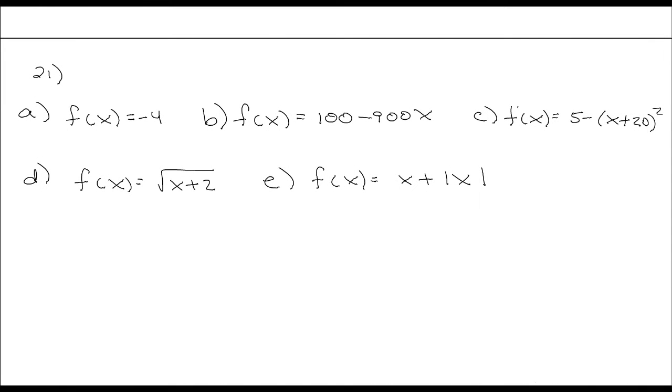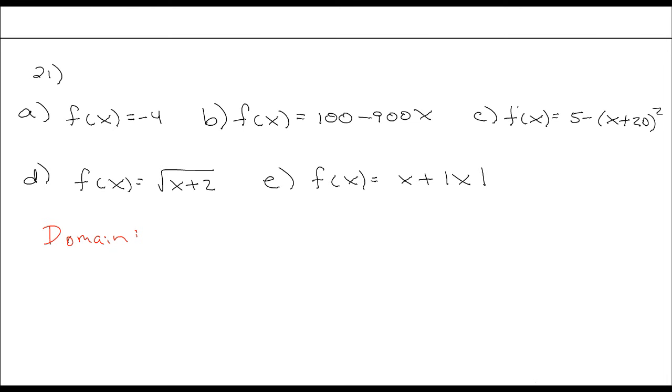For number 21, there are 5 functions given, and we are to find the domain of each, describe the graph, which I'm going to just graph, and label the x and y intercepts. To handle the domain, the 2 main things you want to look out for when finding any domain are the values of x that you can put into the function. Okay, so for domain.